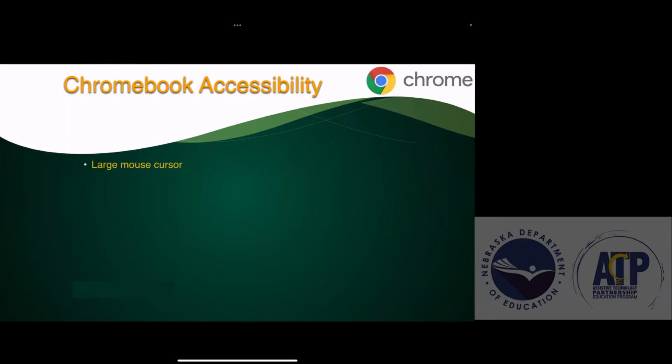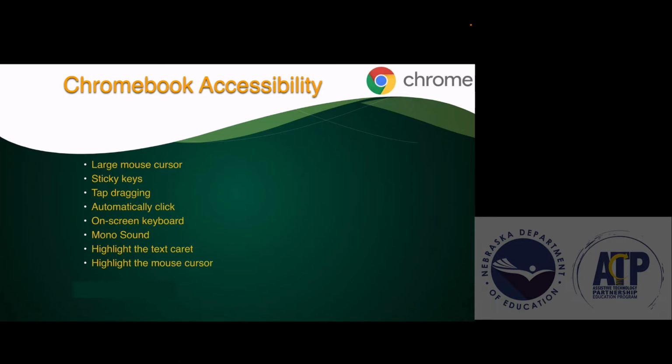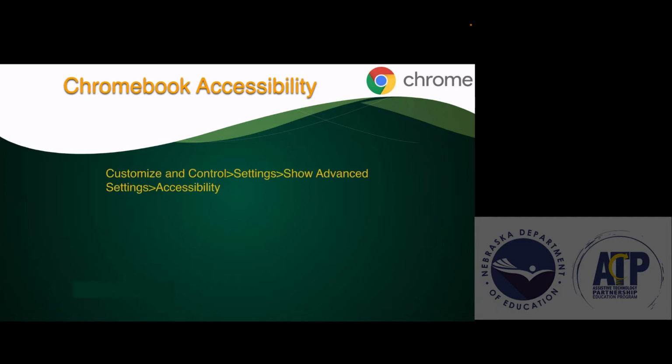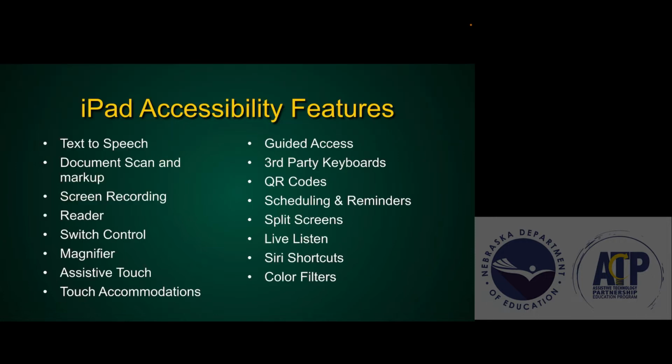So other accessibility features: large cursor, sticky keys, tap dragging, automatic click, on-screen keyboards, mono sound, highlight text by a caret, highlighting the mouse cursor. A lot of those standard laptop and desktop accessibility features are built into the Chromebook also. There's a keyboard focus or a highlight an object, so a student who may lose their place on the screen will be able to get back to that. To get to Chromebook accessibility, you're going to go to Customize and Control, Settings, and Show Advanced Settings, and there's an Accessibility tab in there where you're going to get to these accessibility features.